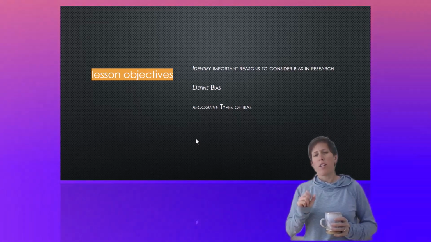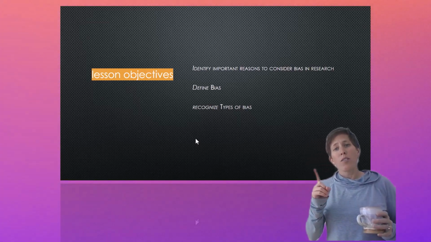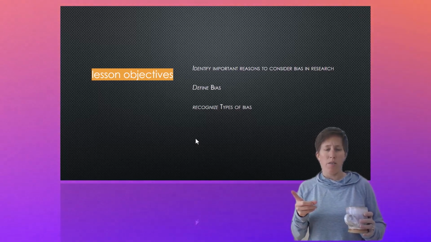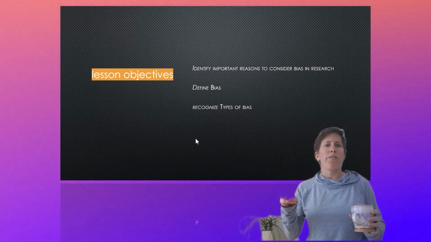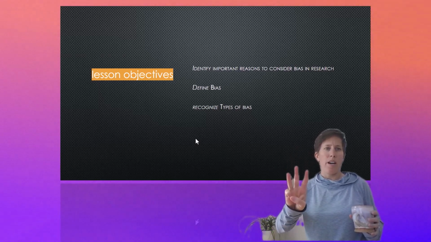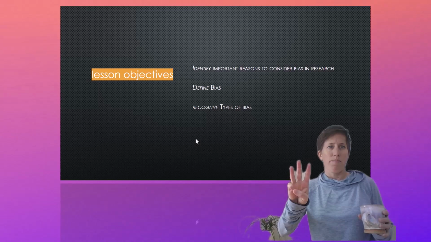So we have three objectives for this lesson. One, to identify the important reasons to consider bias in research. Two, to define bias. And three, to recognize types of bias.